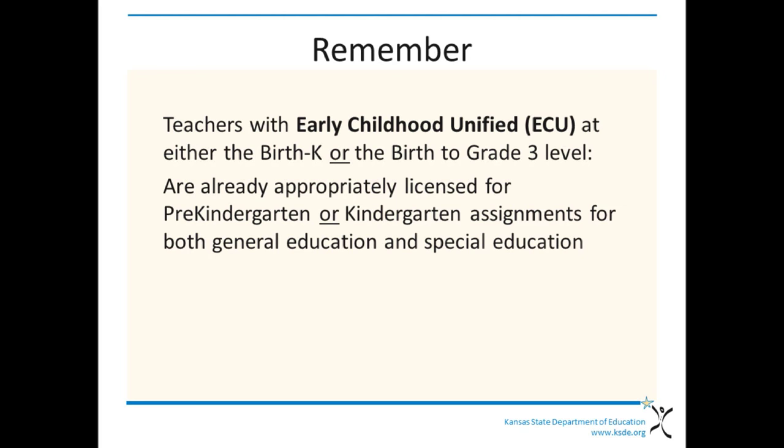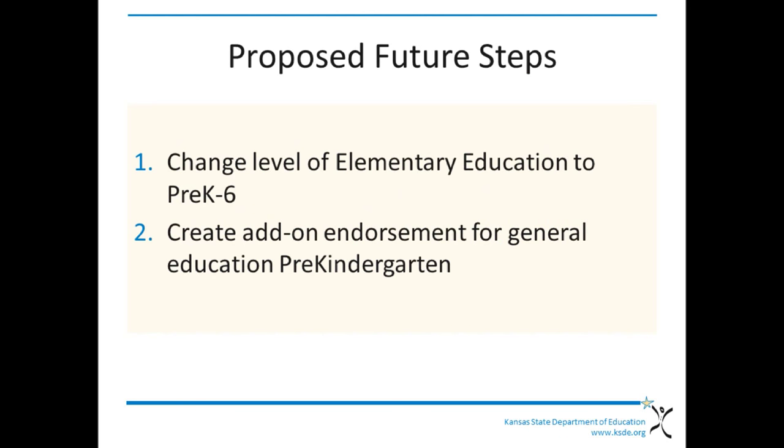So the policy that was adopted can be thought of as something that was done as an immediate solution to assist in pre-kindergarten needs. But just for your information, there are some future steps that we will be moving towards adoption. The first is that the Professional Standards Board has recommended adjusting the elementary education teacher preparation standards and programs so that that license will carry a pre-K to 6 rather than a kindergarten to 6 level when individuals come out of those programs.